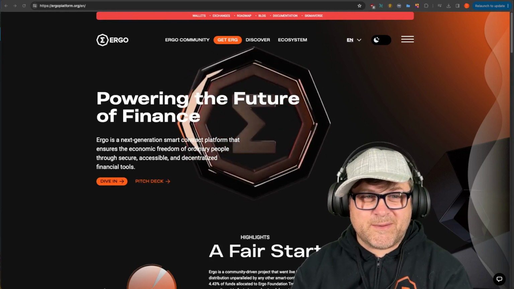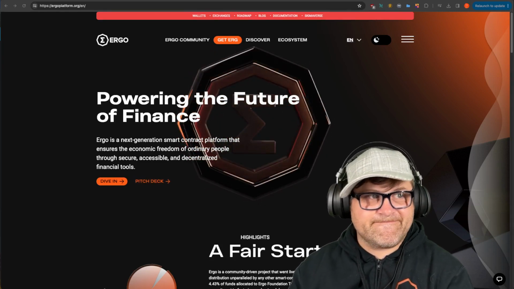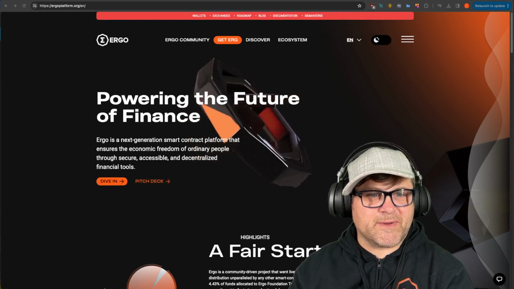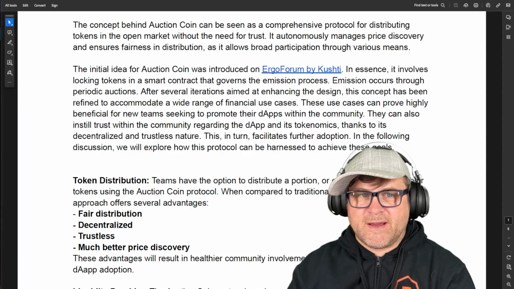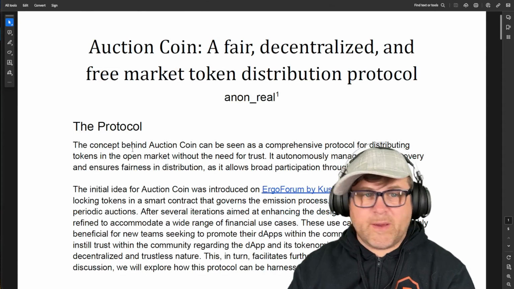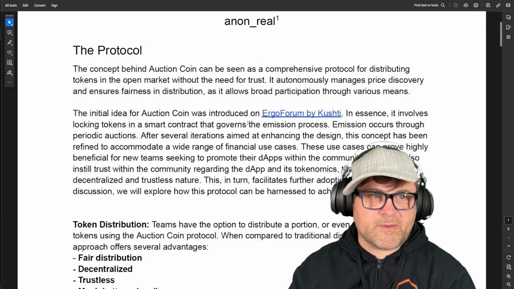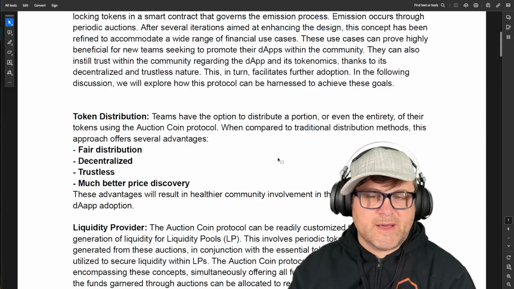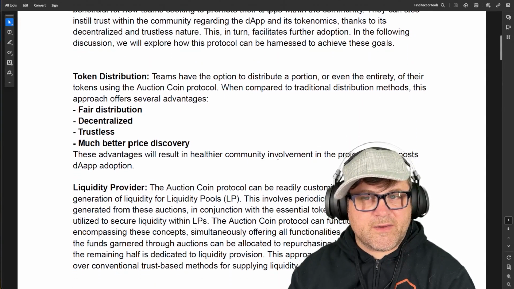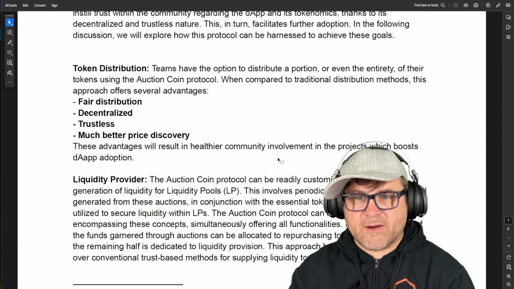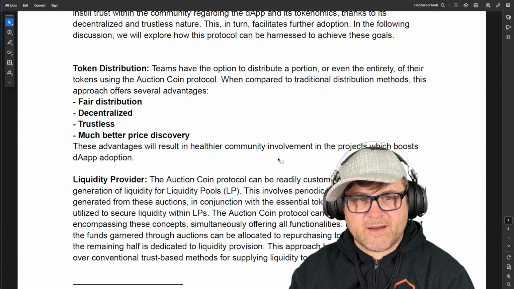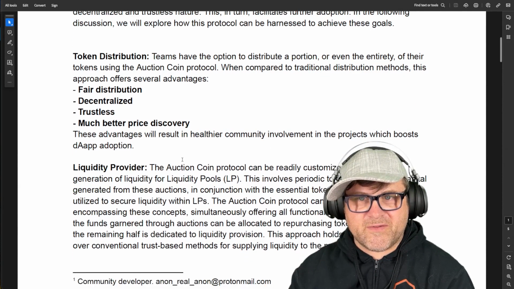It's a fairly complicated beast, but I think we can explain it for you to understand it better and what its purpose is. So we'll start off with the white paper right here. It lets us know that it was an idea introduced by Kushti on an Ergo forum. It was then picked up and used in the recent Ergo hack, where they built a fully working model of the Auction Coin, which is pretty fun to interact with.